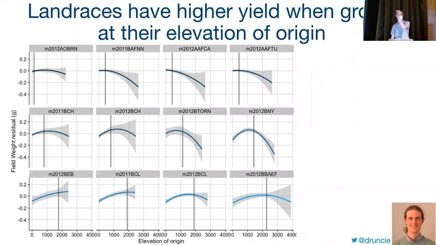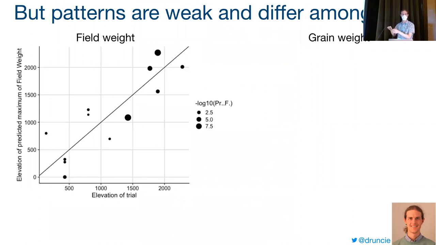So to formalize this, I just took that point that was predicted of the highest yield and plotted that against the elevation of the trial, and you see, more or less, a pretty good fit. So that's evidence of local adaptation. That's a good starting point.